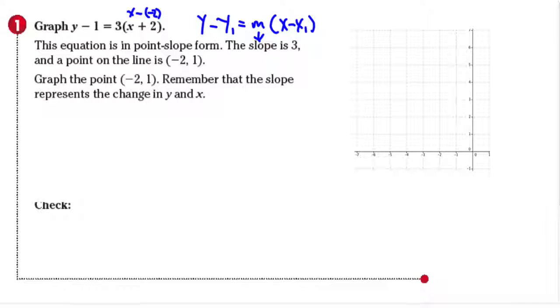Oh, never mind. Let's do my point. There, red point. Negative 2, 1 is right there. Okay? So we remember that the slope represents change in y over change in x, which simply means this. So if your slope is 3, it means you have 3 over 1, change in y over change in x, or simply rise over run. Okay? So using the slope, we can now find the other point.